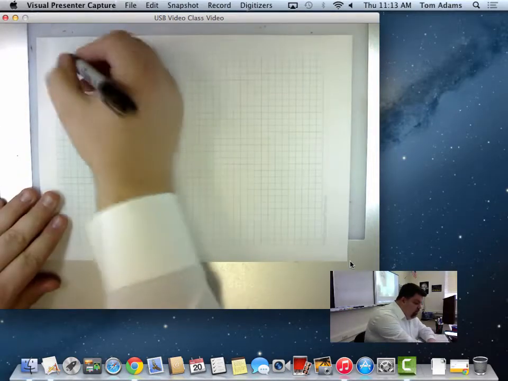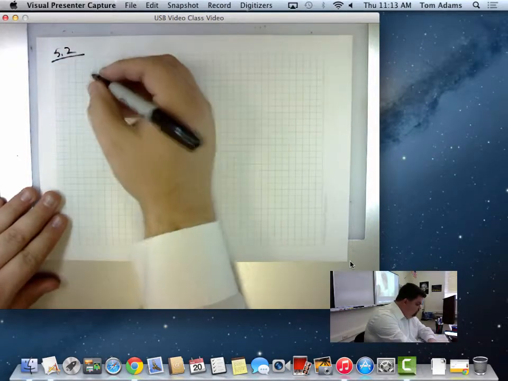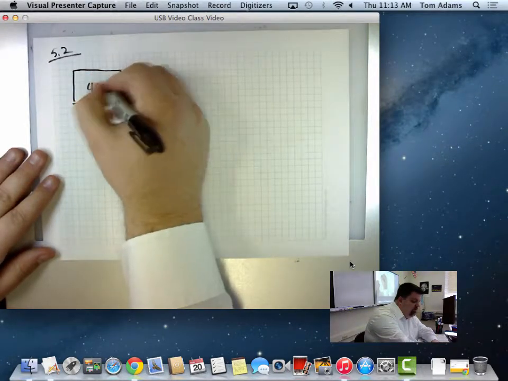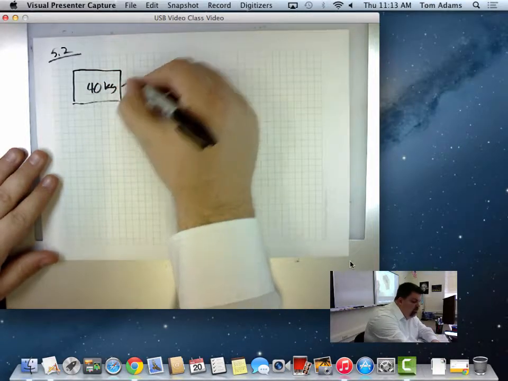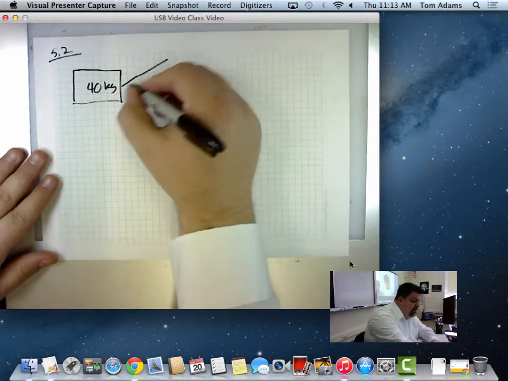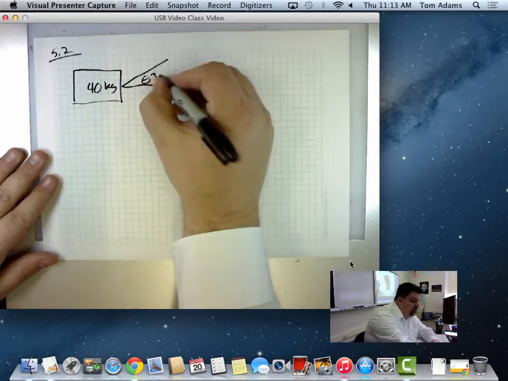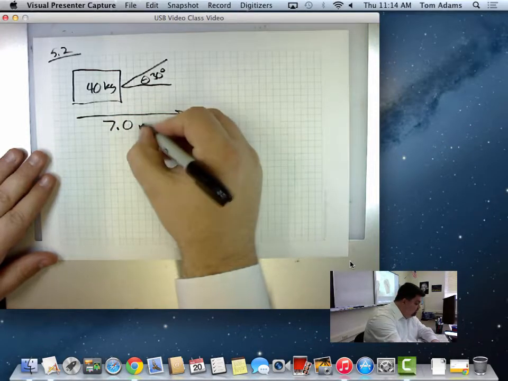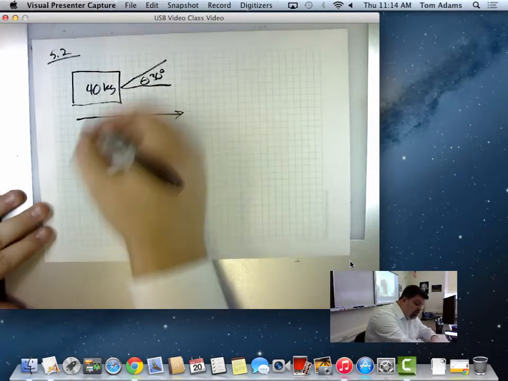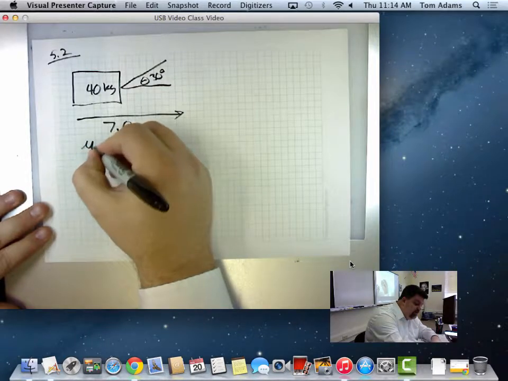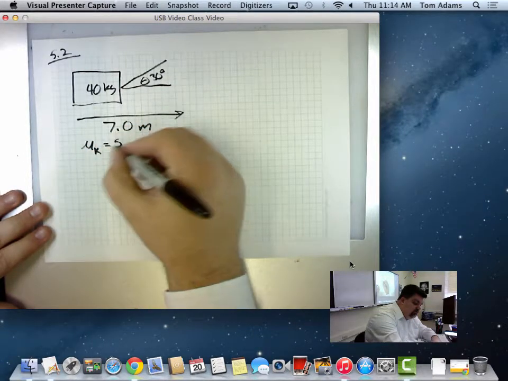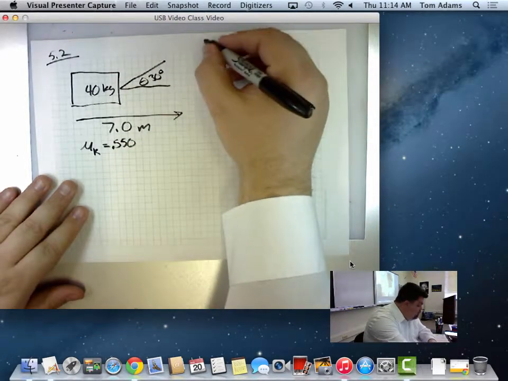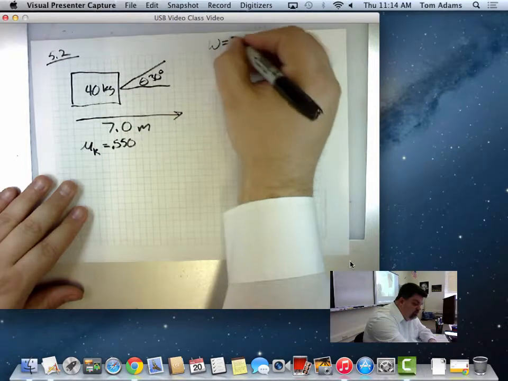All right. So for example 5.2, we know that there is a crate that has 40 kilograms. We're told from our textbook that a guy is going to pull on it at an angle of 30 degrees and that he's going to displace it 7 meters. We also know that the coefficient of kinetic friction is 0.55. We're asked one question: how much work is being done?